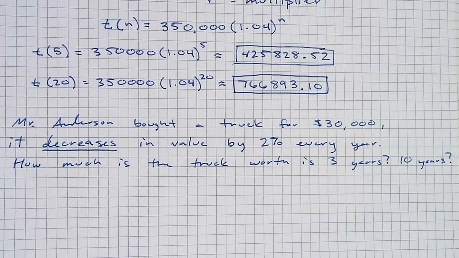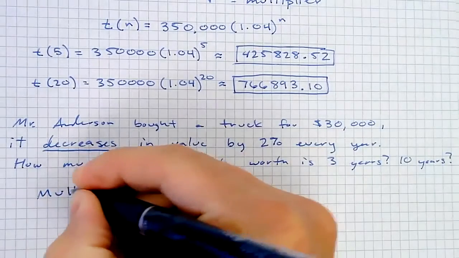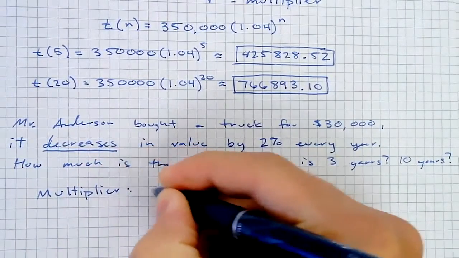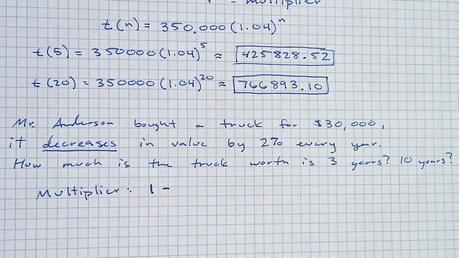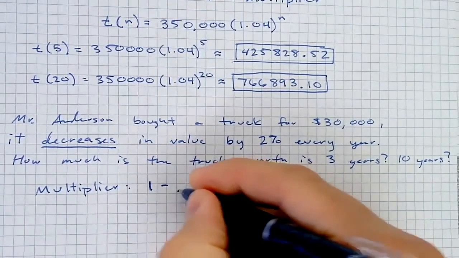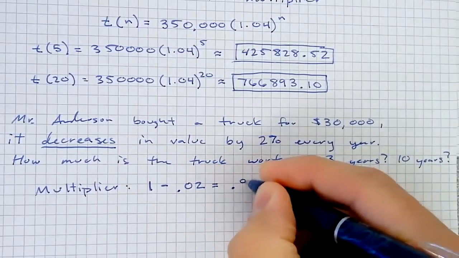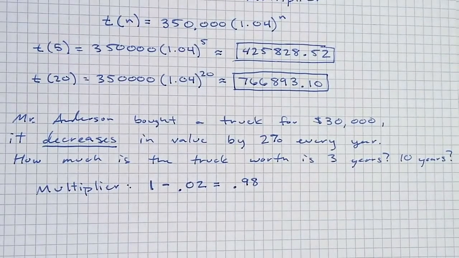So, very similar, but since it's decreasing, how would we find our multiplier? It's 1 minus our percentage. So 2% written as a decimal is 0.02, and our multiplier is 0.98.